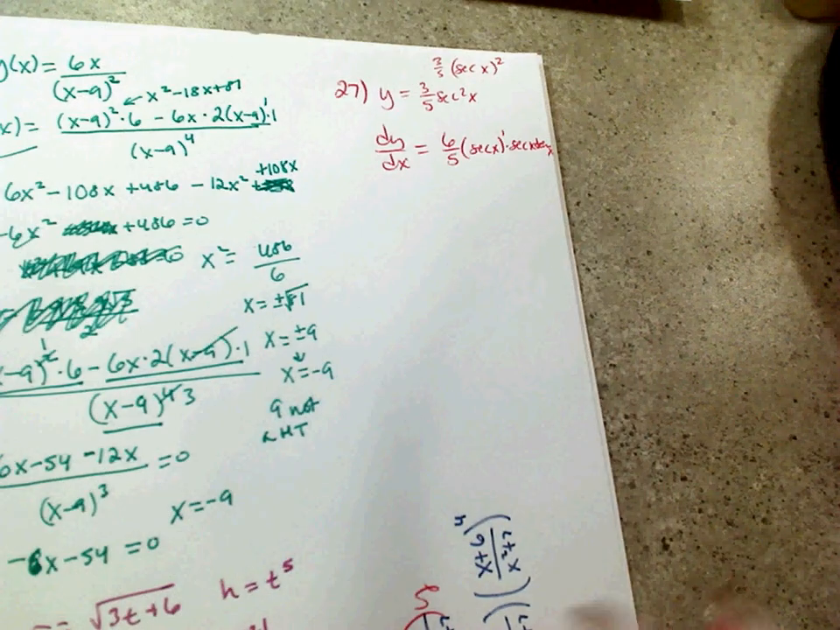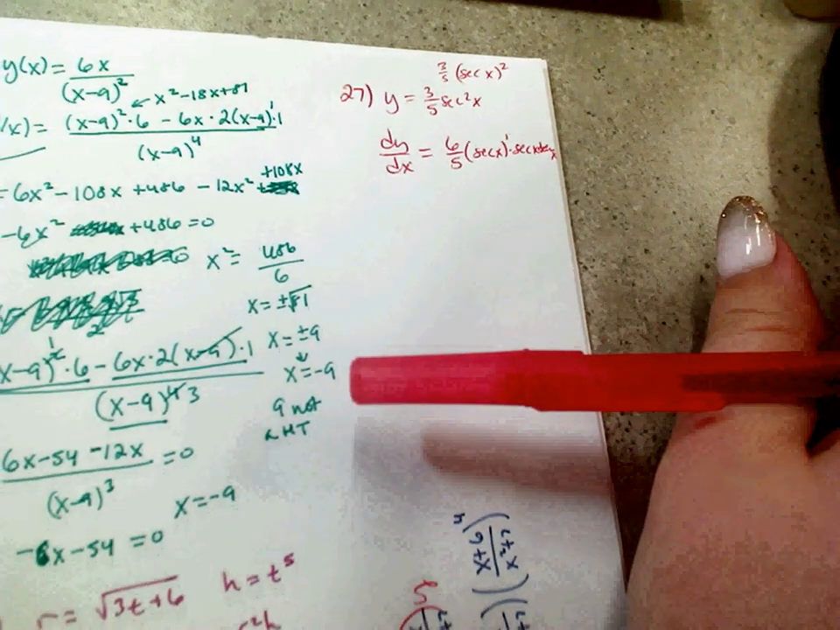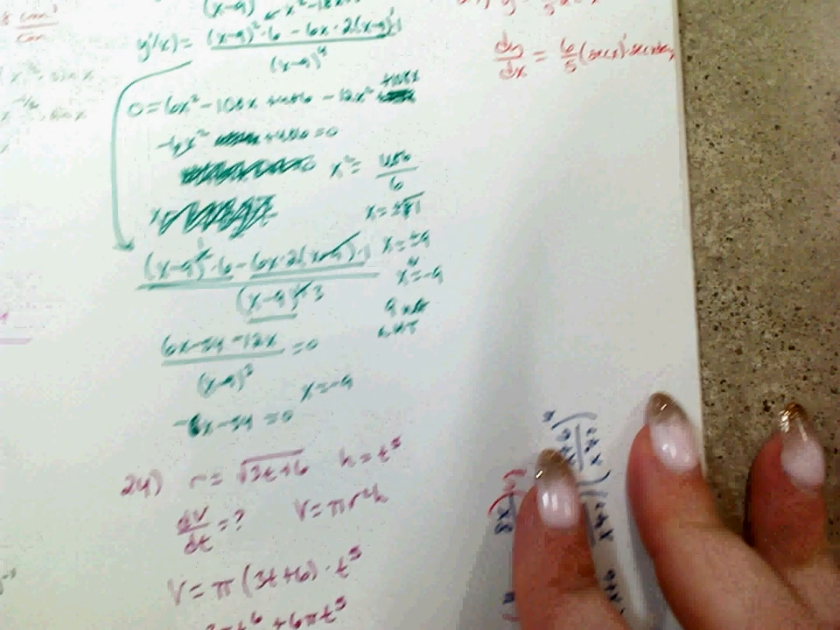6/5 secant squared tangent x. And there's my derivative.